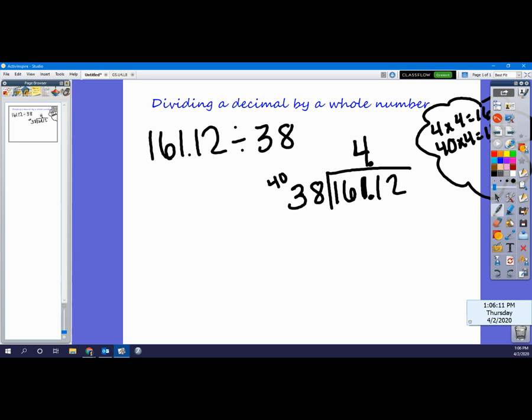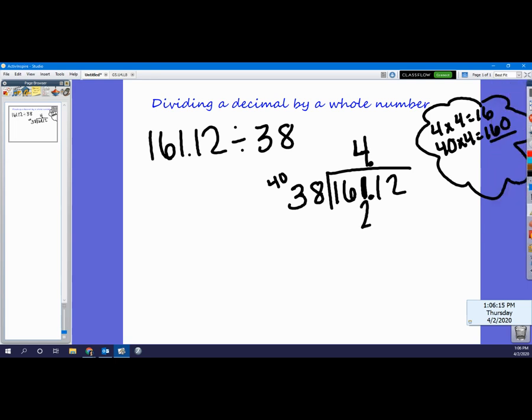So we do 4 times 8 is 32. So we put down the 2, carry the 3. 4 times 3 is 12, plus 3 more is 15. And then we will subtract and get 9. Bring down the 1. And so now you can see we're moving behind the decimal. So now my next digit in the quotient is going to be behind the decimal.